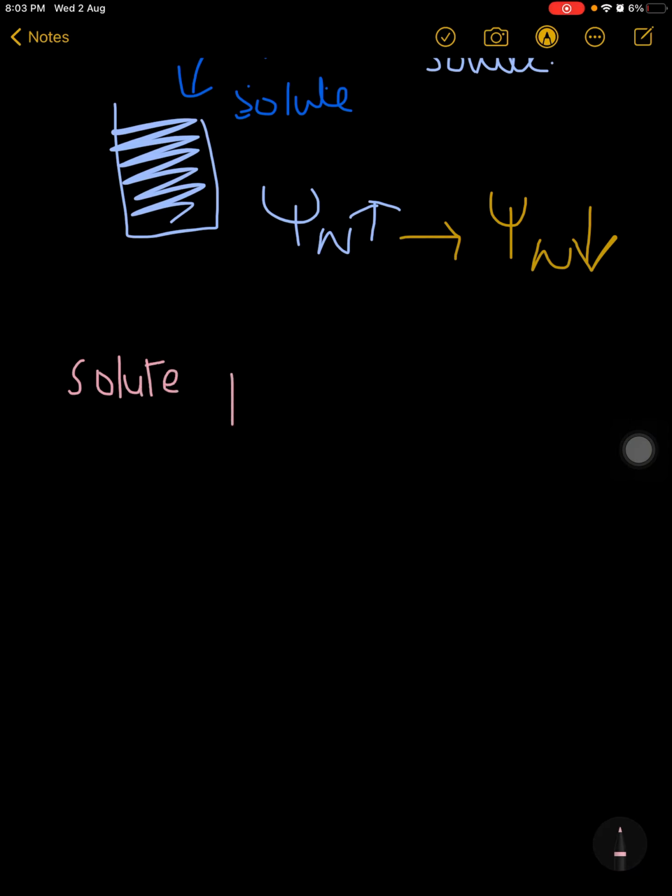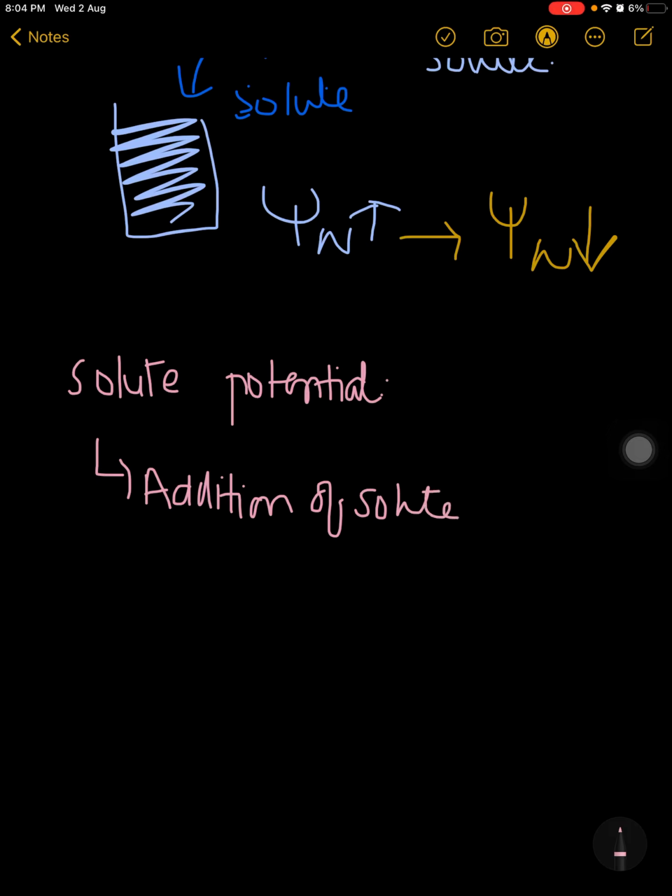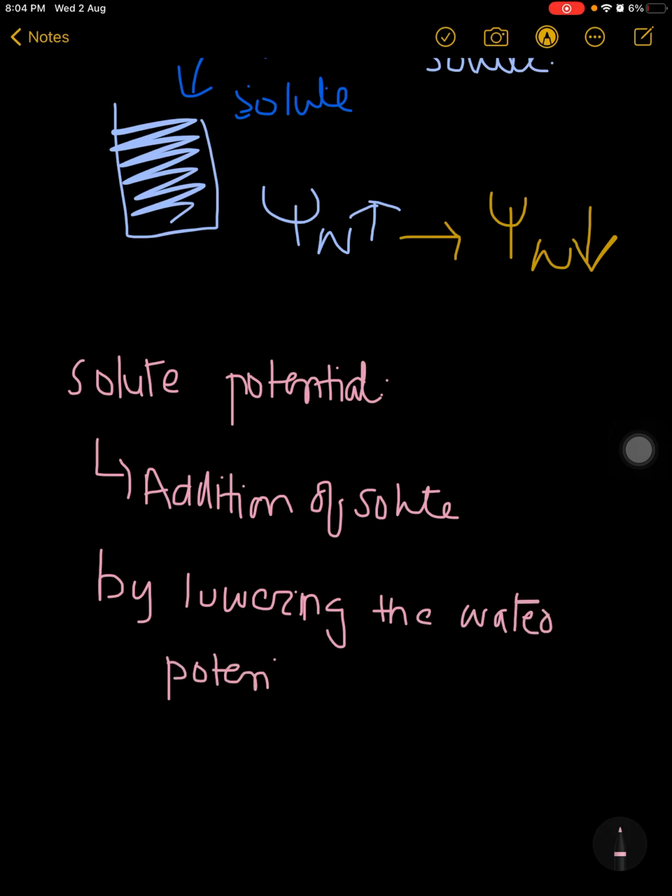Solute potential. Now what is this? Basically, the addition of solute, by lowering the water potential, is known as solute potential or osmotic potential.